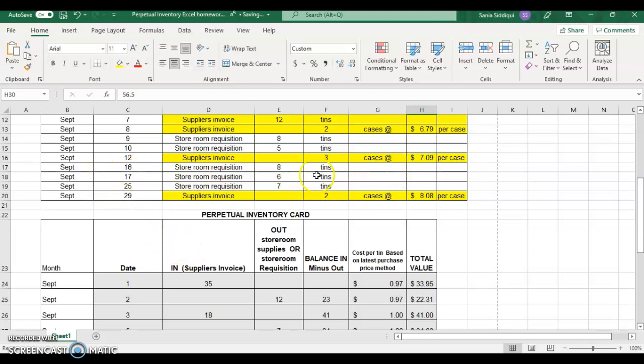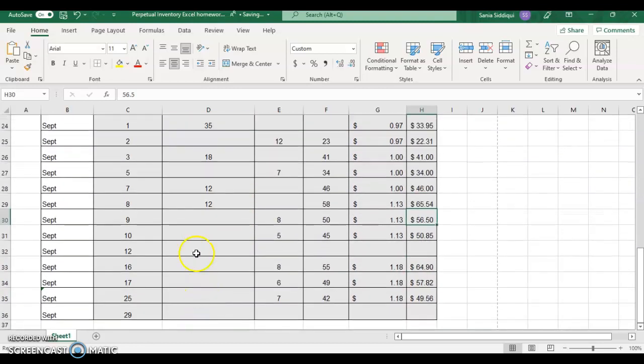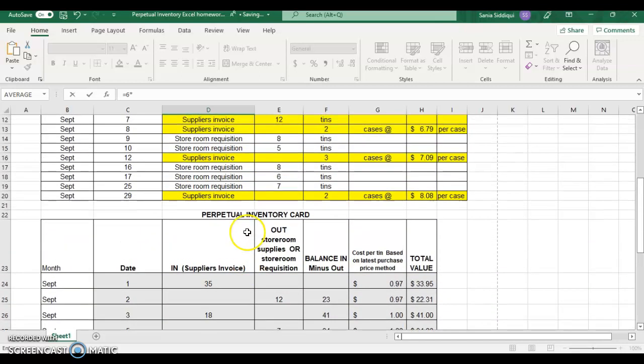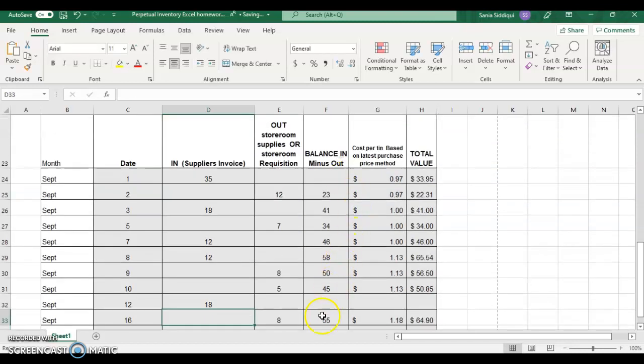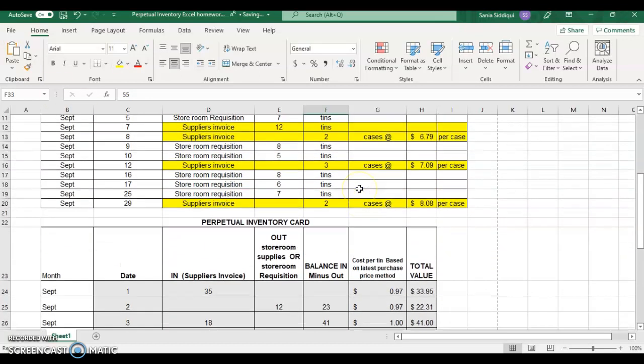Then on September 12th, if we scroll back up, you can see that we have 3 new cases coming. Once again, what we'll do is take 6, which is the number of cans in each case, and multiply that by the number of cases, which is 3, and that gives us 18 cans. Now, in order to figure out the balance, we'll take 45 and add it to 18, and that gives us 63 cans.